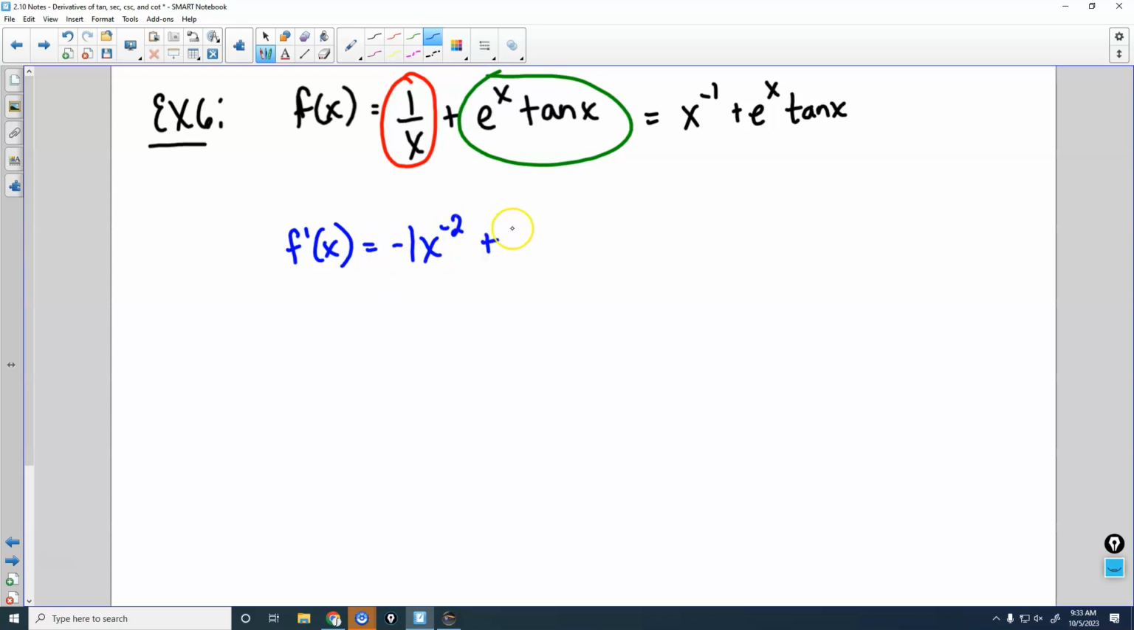But over here, I do have to use the product rule because I've got two separate pieces that are multiplied together, and both of them have x's. So I'm going to put some parentheses or brackets here so I'm keeping this separate. e to the x times the derivative of tangent x. What is that?